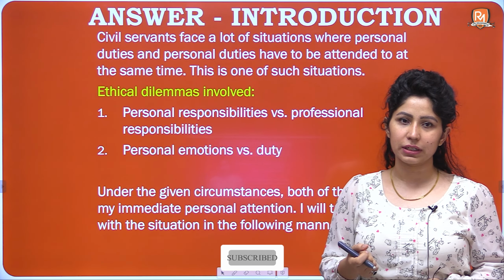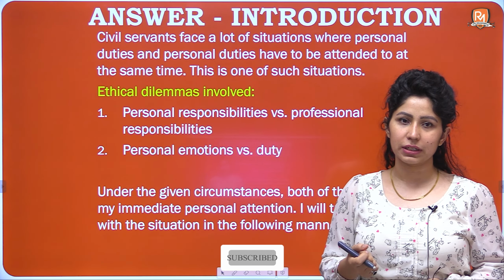This is one such situation. This is one of such situations. What are the ethical dilemmas involved here? As I always say, even if it is not asked in a case study, just try to write the stakeholders involved and the ethical dilemmas involved. The stakeholders here, we cannot have any human stakeholders except you and your aunt. There are just two people involved here, or the third one could be your senior.